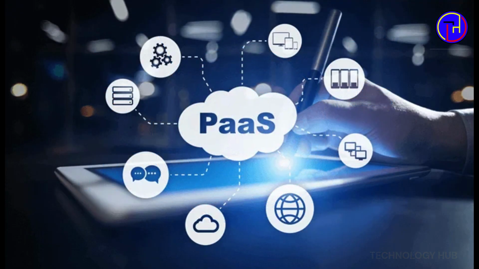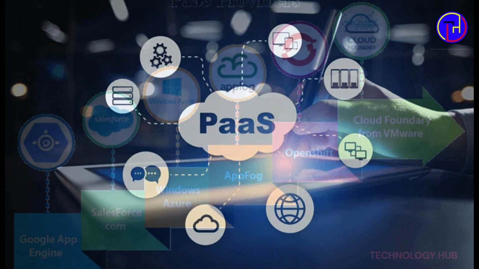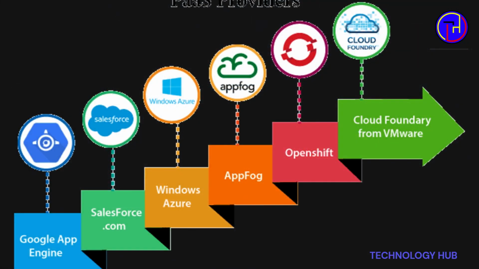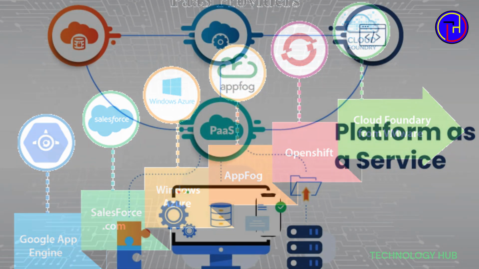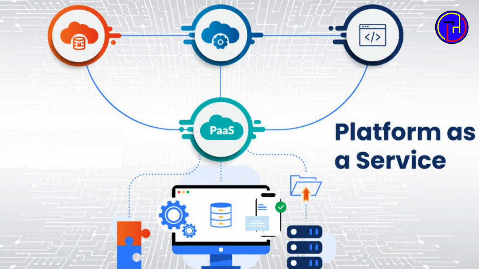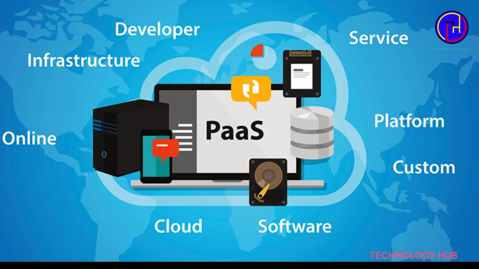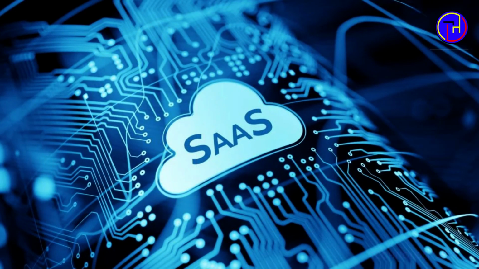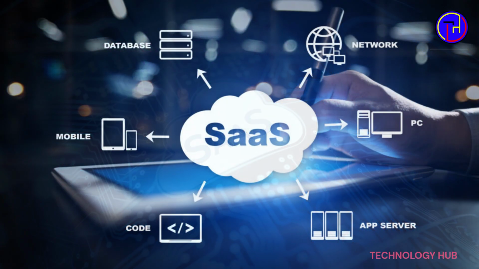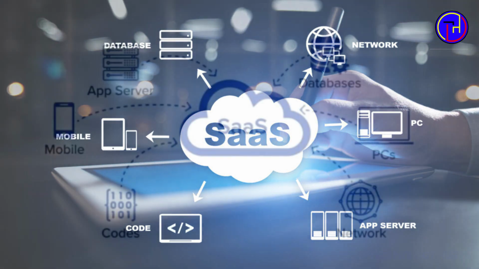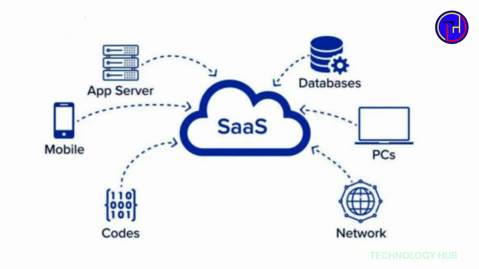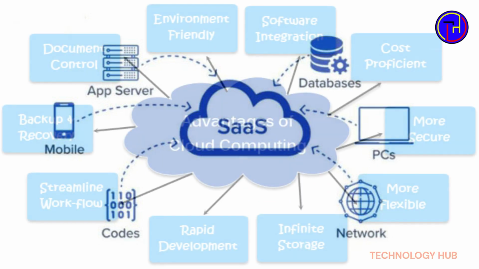Platform as a Service, PaaS, offers a platform that allows developers to build, deploy, and manage applications without dealing with the complexity of building and maintaining the underlying infrastructure. PaaS provides a framework and environment for developers to build upon. Software as a Service, SaaS, delivers software applications over the Internet on a subscription basis. Users can access these applications via a web browser without needing to install or maintain the software on their devices.